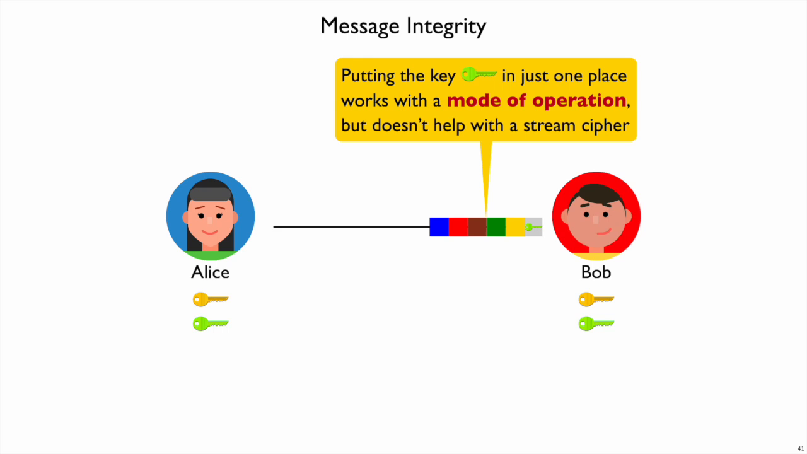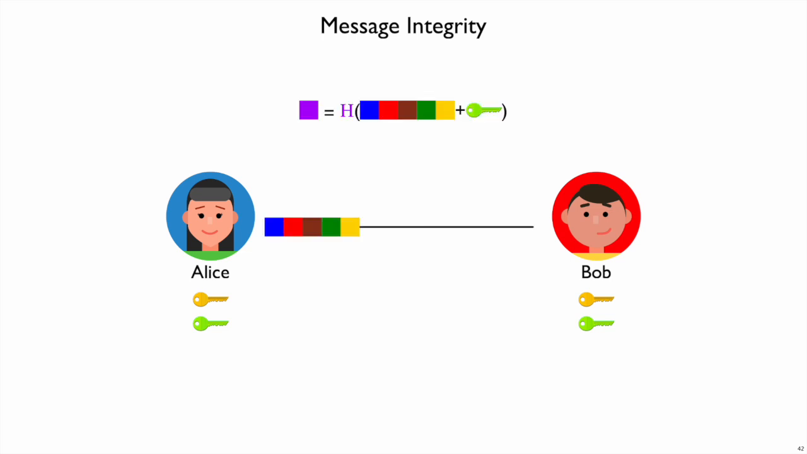But that's no good with a stream cipher, because in a stream cipher, Mallory could change the middle part of the message and leave the key intact. So we're looking for a more general mechanism and one that specifically addresses the problem of integrity. So the solution we'll look at today is called a cryptographic hash, represented by this function h.